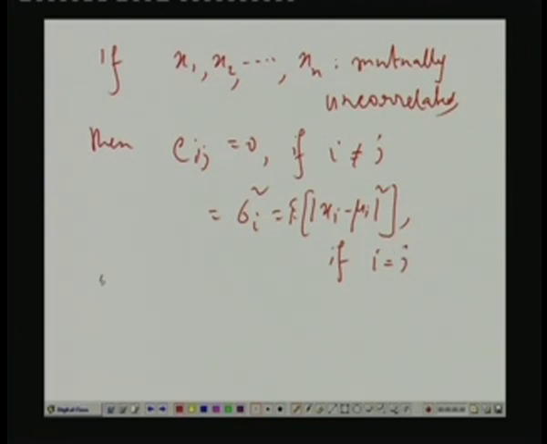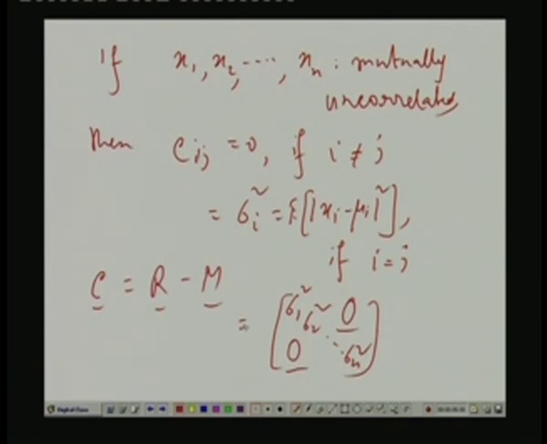So, that means the C matrix, which is R minus M, takes this structure. All non-diagonal entries are 0, that is whenever i is not equal to j, this is 0, and diagonal entries consist of the variances. So, it becomes just a diagonal matrix like this, big 0, 0, that means the upper half and lower half are zeros, only diagonal entries which are non-negative numbers. So, that defines the covariance matrix for a set of mutually uncorrelated random variables.